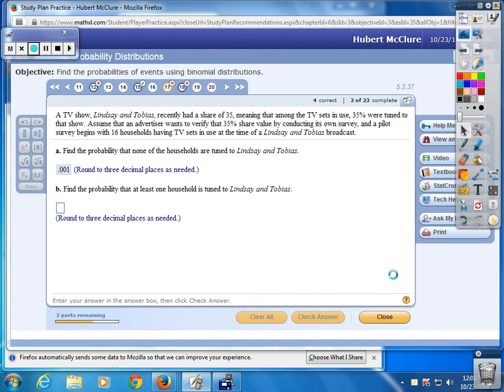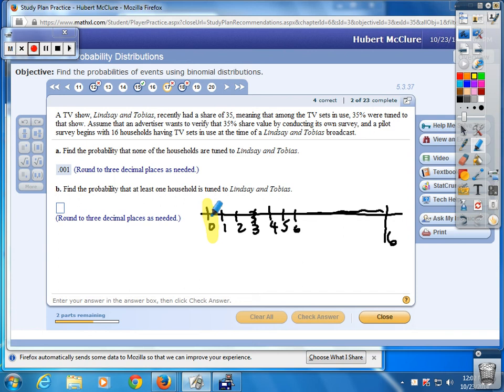You got 16 houses. Oh, okay. 16 houses. 0, 1, 2, 3, 4, 5, 6, all the way up to 16. Okay? And we already have the probability of what? You already have the probability of 0.